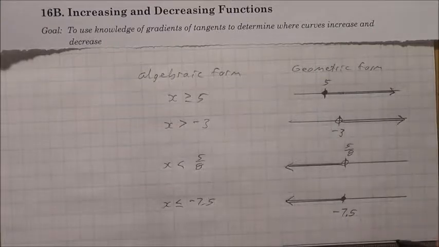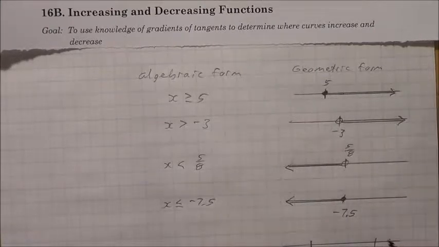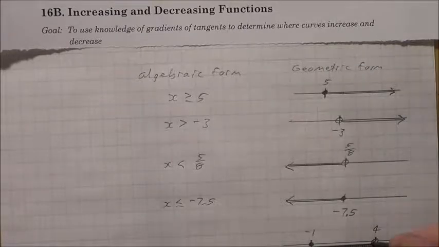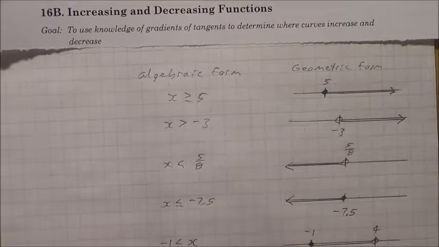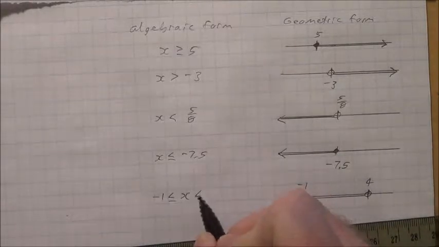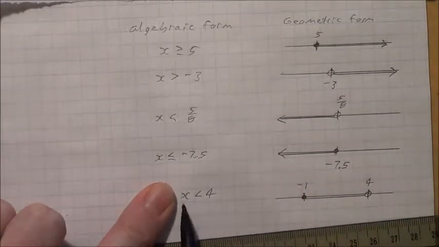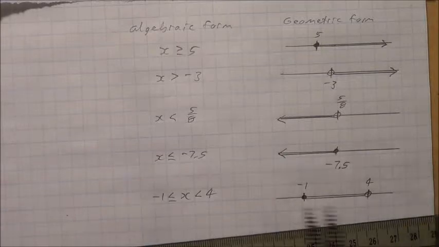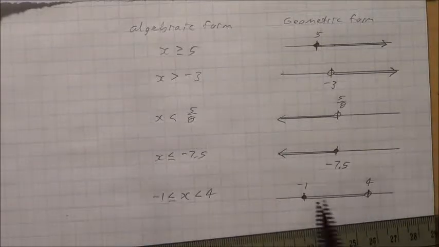Okay, and suppose then that we have a closed circle here, maybe an open circle here. Let's say this is -1 and this is 4, and the values are in between. Then we would say that -1 is less than or equal to x, which means x is greater than or equal to -1, to the right of -1, and x is less than 4, or 4 is higher than x, but not equal to, so it's in between these two boundaries here.